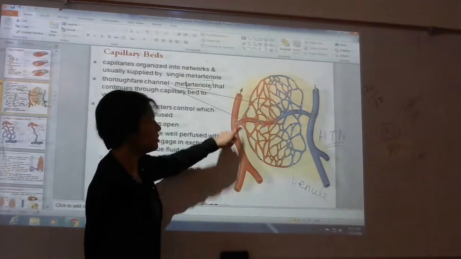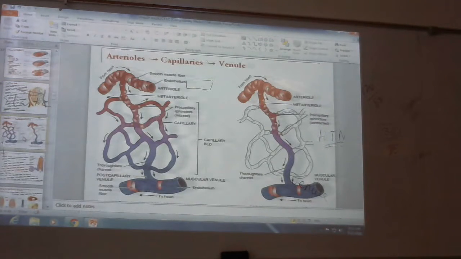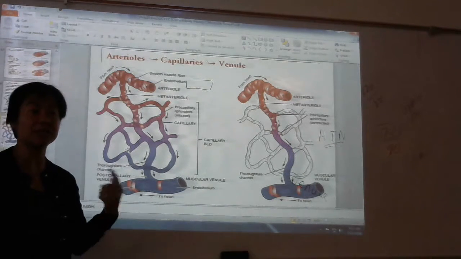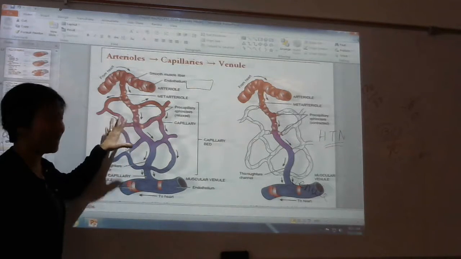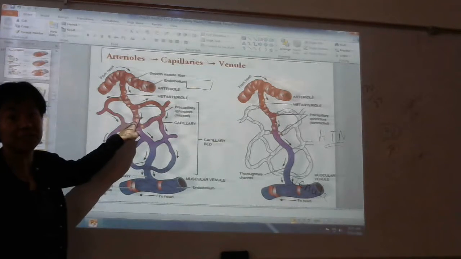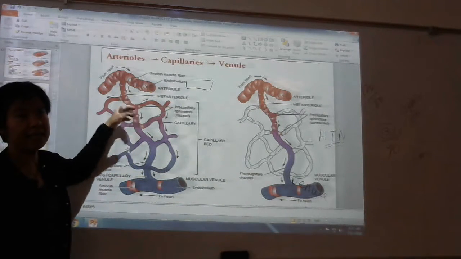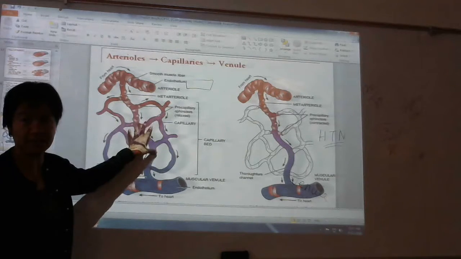So the arterioles, by the time it gets to the small ones, the arterioles have sphincters. A sphincter is an area of increased muscle tone. At the junction between an artery and a capillary, there are sphincters there, and they can constrict.